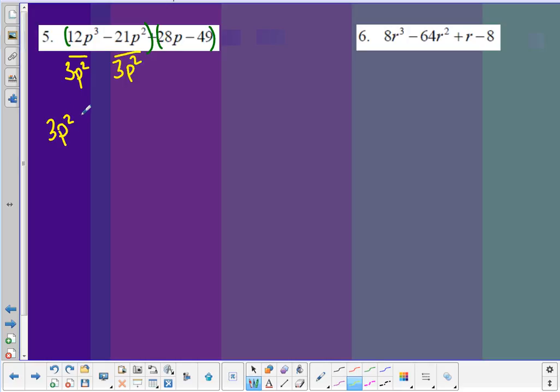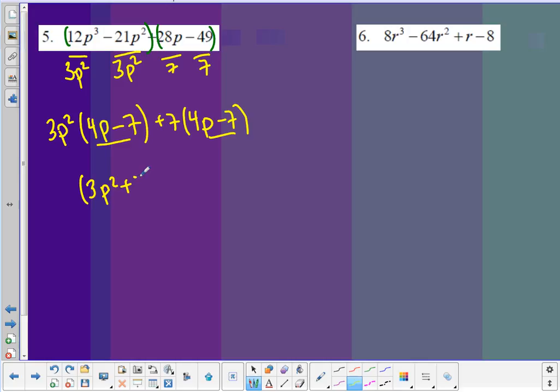And when I do that, 12 divided by 3 is 4. P to the third divided by p squared is p. And then negative 21 divided by 3 is negative 7. P squared over p squared goes away. Second group, 28p minus 49, I can just take out a 7. So plus 7 out front. 28p divided by 7 is 4p. 49 divided by 7 is 7. Insides match. So 3p squared plus 7 is one of my factors, and 4p minus 7 is my other factor.